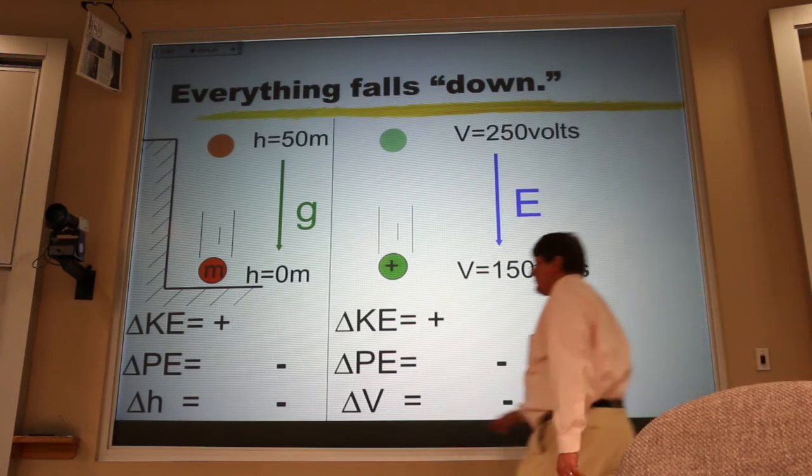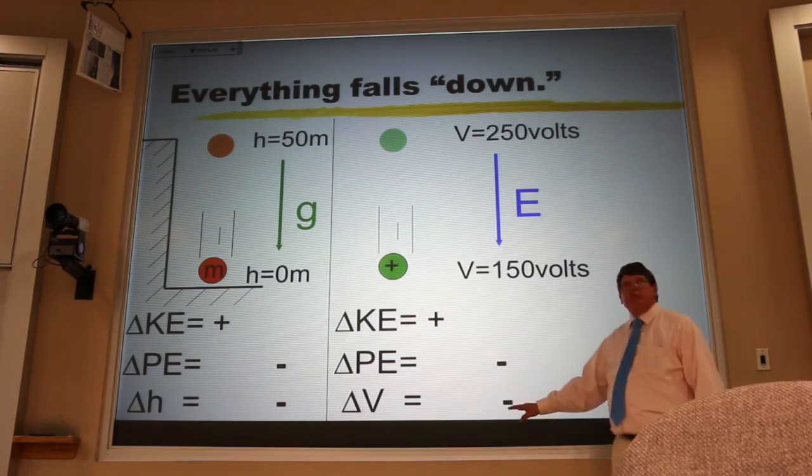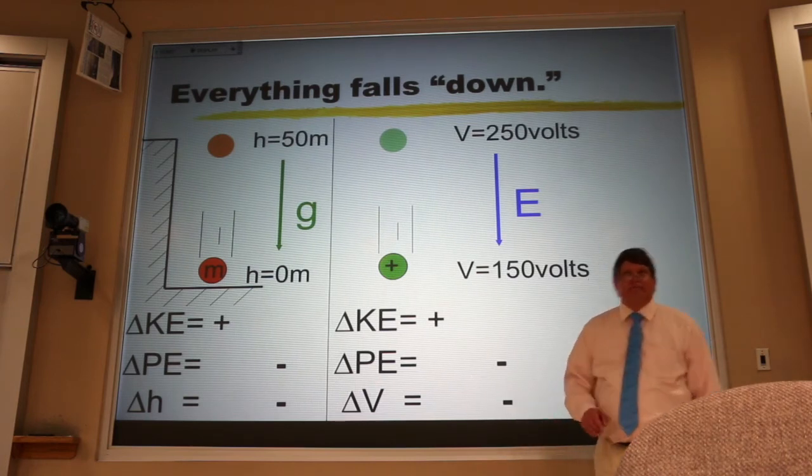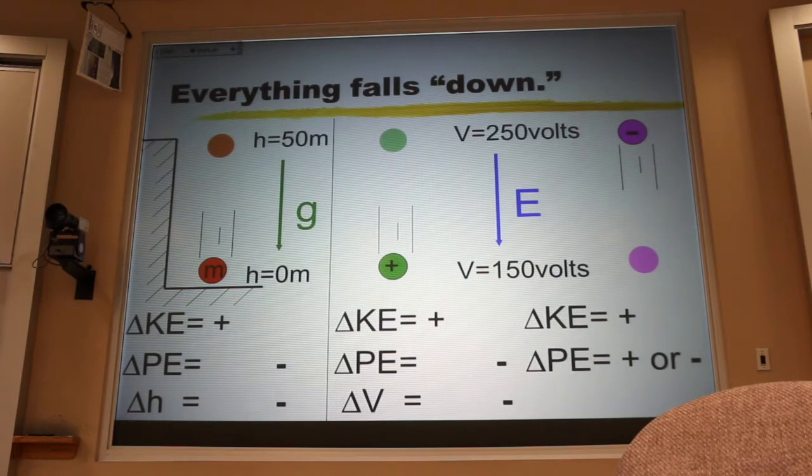Typically, we call down a decrease in elevation. And in electricity problems, we associate elevation with voltage. The wrinkle comes when we look at negative charges. They speed up in the opposite direction of the E field. Okay? But they still speed up. And that's a change in kinetic energy that's positive. That increase in kinetic energy has to come from a decrease in potential energy. But the voltage now is going from 150 to 250. If that were your bank account, you'd call that a positive change.